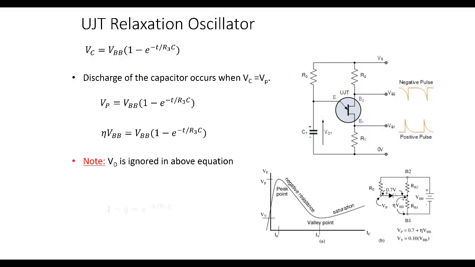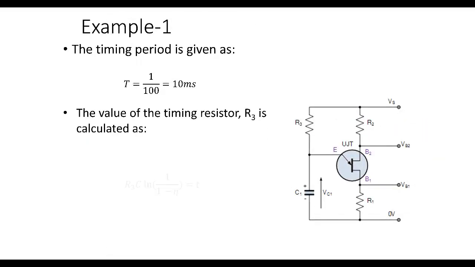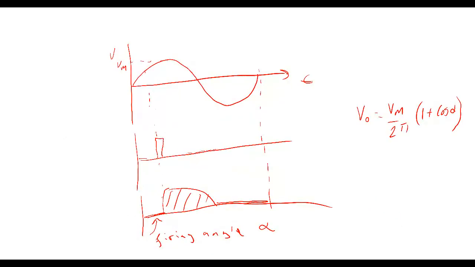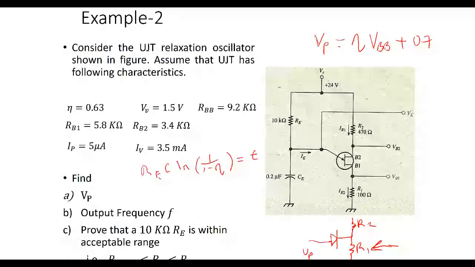So when you look at the manufacturer's data sheet, they tell you the peak current is 5 microampere and the valley current is 3.5 milliampere. Now look at the circuit and apply your knowledge of circuit theory, and you'll be able to work out the minimum resistance.